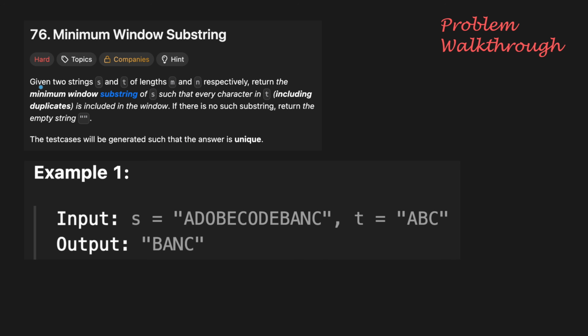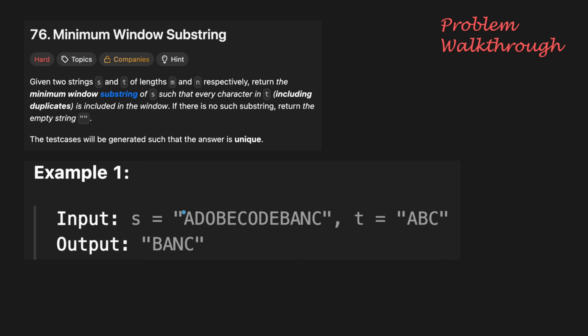Now to the problem. In this problem, we are given two strings s and t of lengths m and n respectively, and we should return the minimum window substring of s such that every character in t, including the duplicates, is included in the window. That is, we must respect the frequency of characters in t, meaning if t has two a's, this windowed substring in s must also contain at least two a's. And if we can't find any such substring in s, we must return an empty string. The test cases will be generated such that the answer is unique.